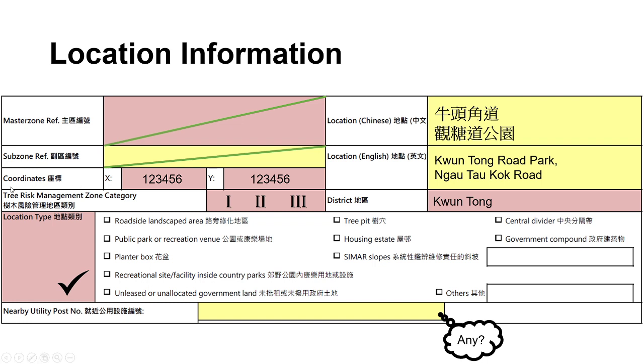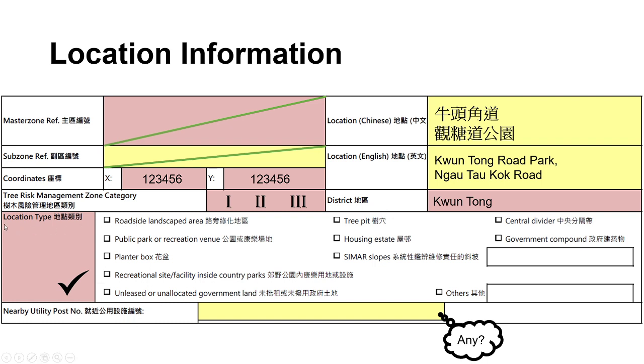And then for the coordinates, you can use your smartphone, your GPS app, to find out that information, the X and Y coordinates. Then remember in lecture 2, you have learned the categorization of tree risk management zone: 1, 2, 3 in descending order of severity of consequences. Then Chinese location, English location, and then the district. That is quite easy to fill in.